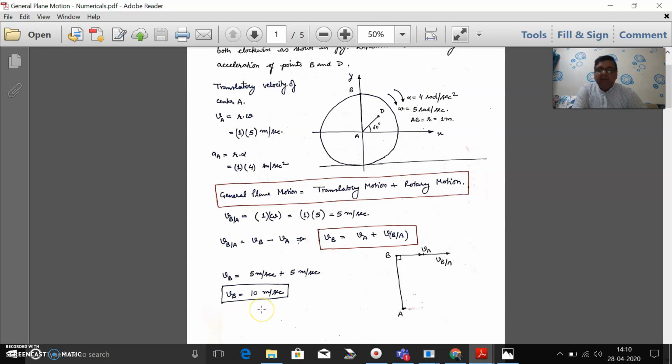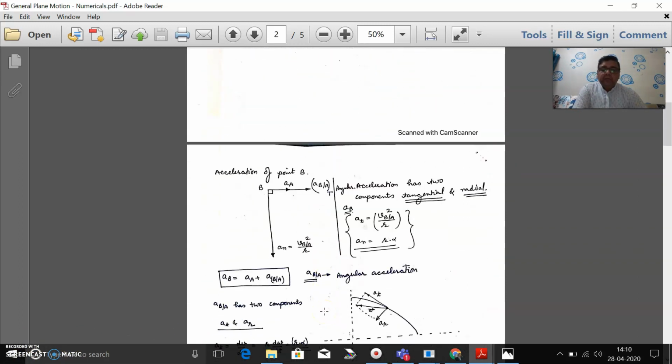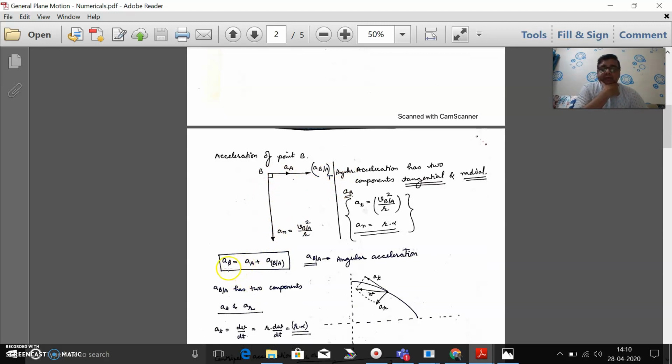But if I have to find out the value of acceleration of point B, then see what will happen for acceleration. We have to follow the same process. That is, acceleration of B is equal to acceleration of A plus acceleration of B with respect to A. AA is the linear acceleration and acceleration of B with respect to A is the angular acceleration or rotational acceleration, whatever you wish to say.